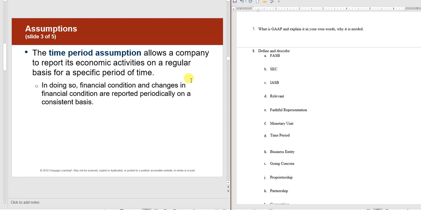I wouldn't want one company to use 6 months and the other company to use 18 months, and the one that says 18 months says, hey, I did a lot better. But if I look at it, they have a different time period. So I want a consistent time period.